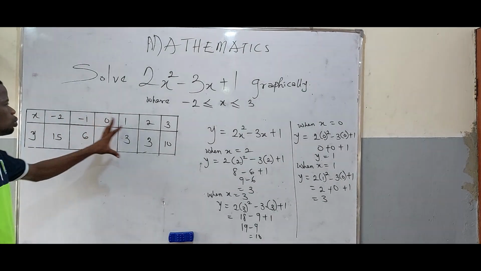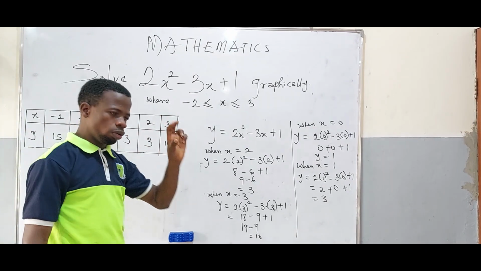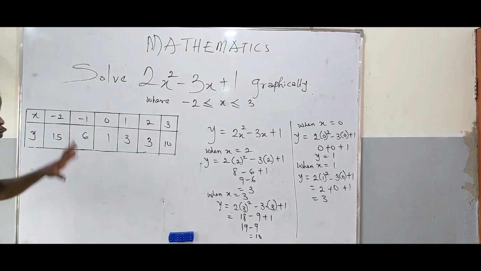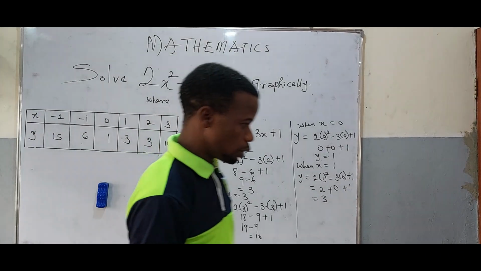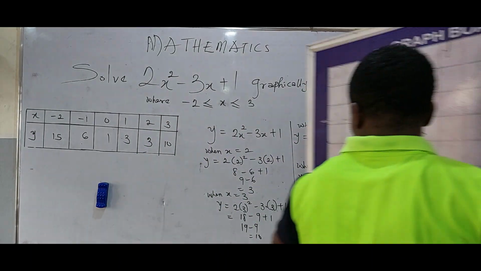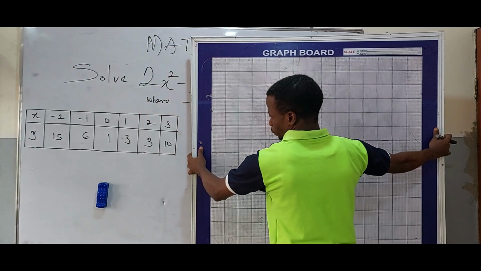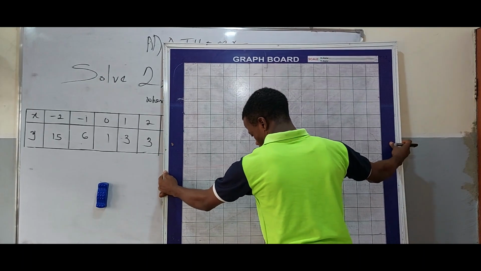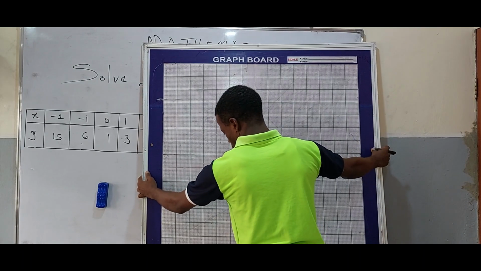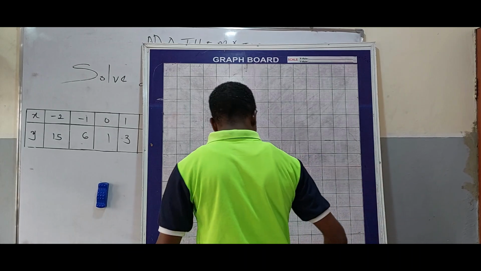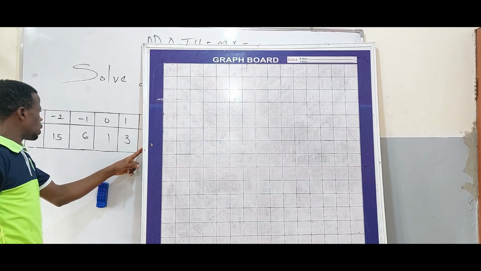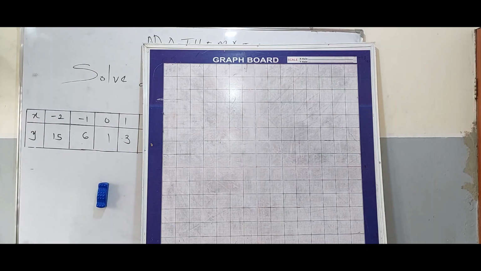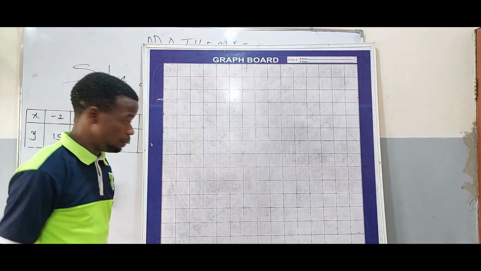Now, these values will be represented on our graph, so we can plot with them. Now the question is, how do I plot these values? Without wasting much time, let's go like this. It will cover a particular space. For when x is 2, we have y to be 3, and when x is 3, we have y to be 10. I want you to see this clearly.